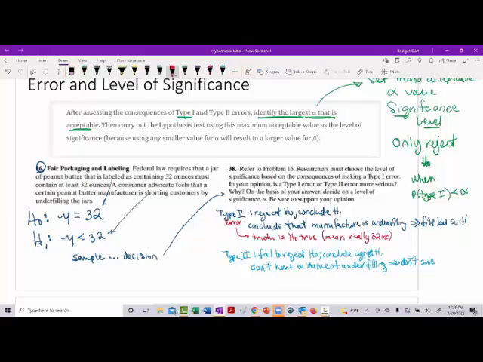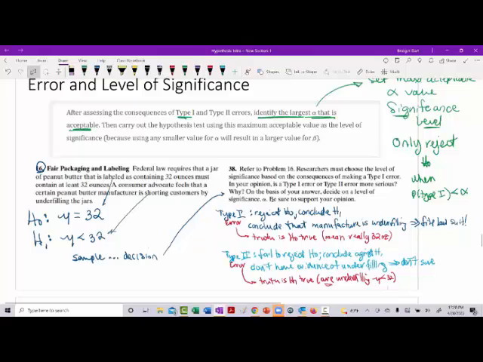How is that an error? Well, that's an error if the reality is that H1 is true, right? It's an error if the truth of the matter is that they are, in fact, underfilling, and so the mean amount of peanut butter is really less than 32. So we didn't sue them, but they're really underfilling. So what's the consequence there? Well, that means that people are getting cheated out of their peanut butter, and we as the consumer advocate group didn't do anything about it.